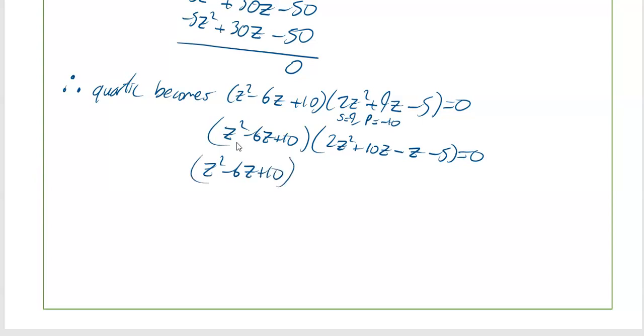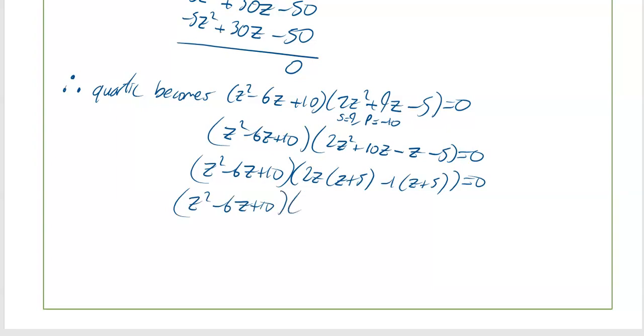I could have isolated this thing and done this over on the side and then brought it all together at the end. Might have been a more efficient way of doing it, but for all the time it will take me to do it this way. So I'm going to have 2z upon z plus 5 and minus 1 upon z plus 5 is equal to 0. And then there we have it. We have factorized this thing already. So that's going to be 2z minus 1 upon z plus 5 is equal to 0.